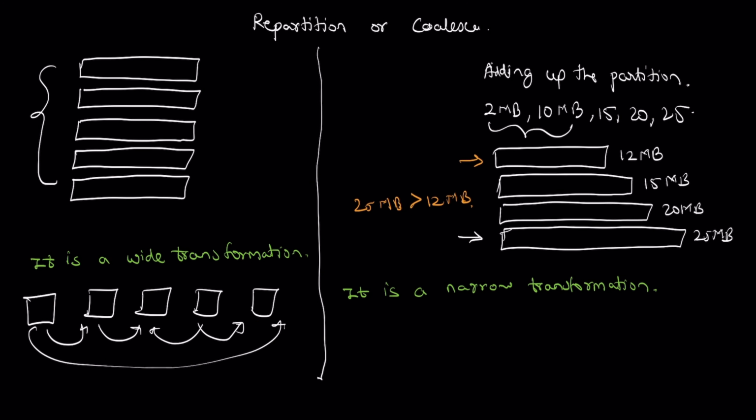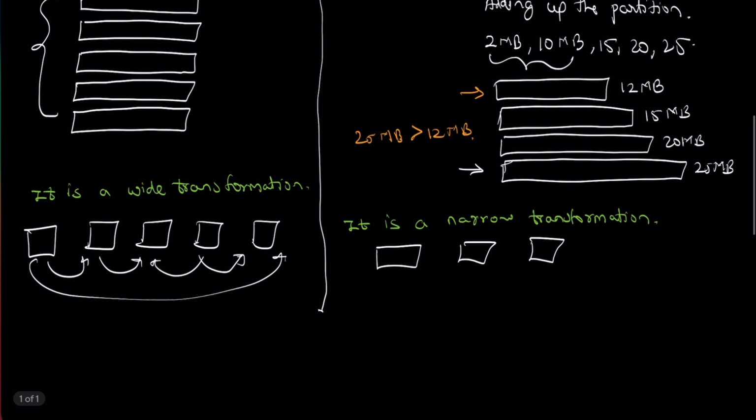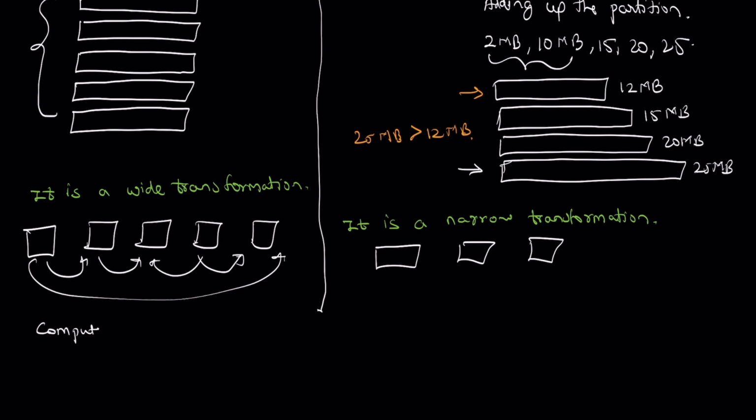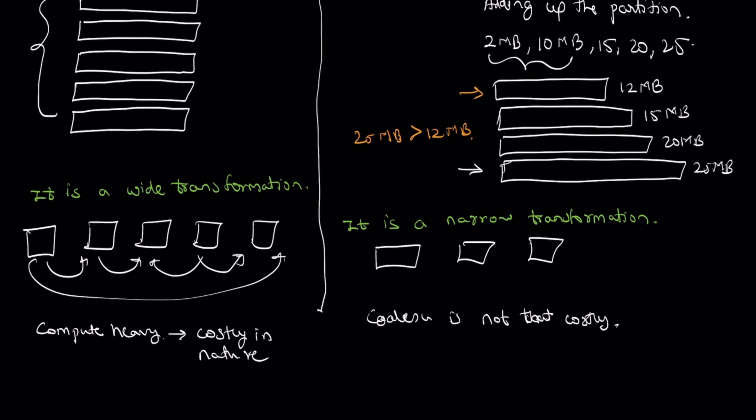Since coalesce is a narrow transformation, it would avoid the data transmission between the partitions. Due to this reason, repartition is compute heavy, and whatever involves compute is costly in nature. Whereas coalesce is not that costly as it doesn't involve shuffling of data.